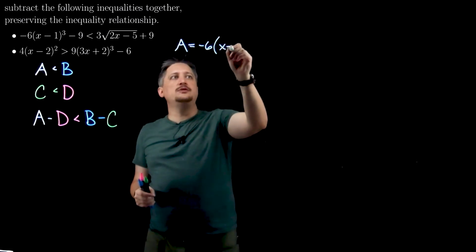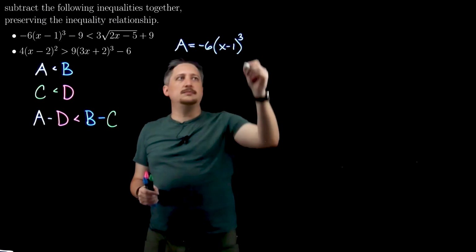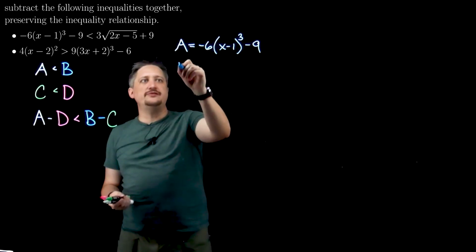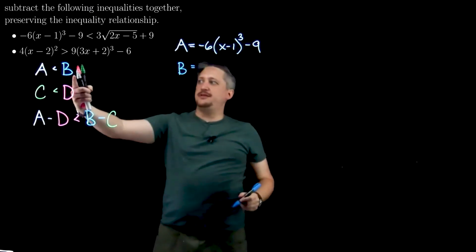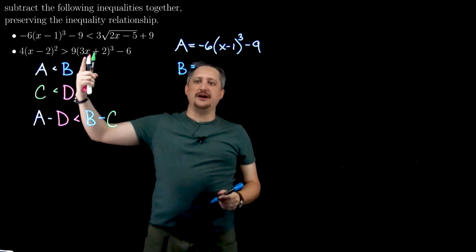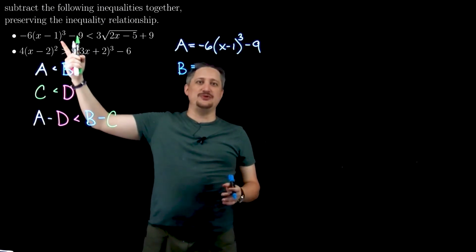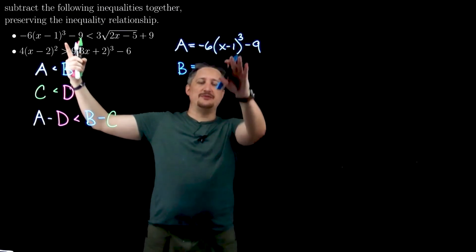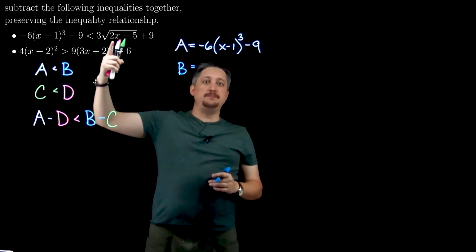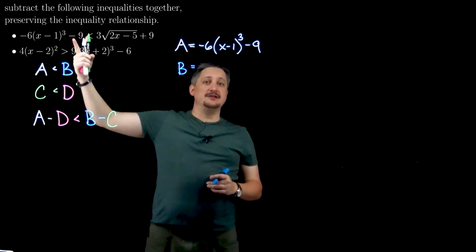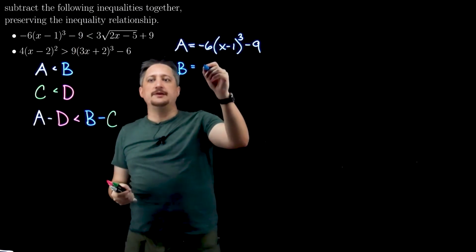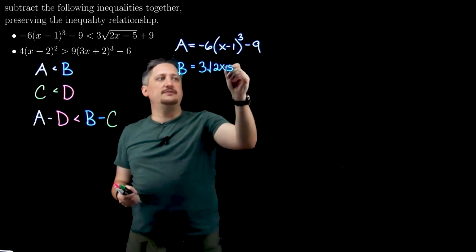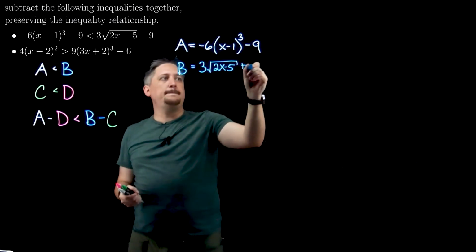So this is x minus 1 cubed and minus 9. Now, once I've made that choice, though, B is kind of forced, meaning that B has to be the thing that is greater than A. I don't actually know anything about either of these two expressions in the bottom inequality as it pertains to that top left, what I've now labeled A. So I have to make this other one B, because that's the thing that I know is greater than what I've now labeled A. So for my B, I'm going to get 3 square root of 2x minus 5 plus 9.